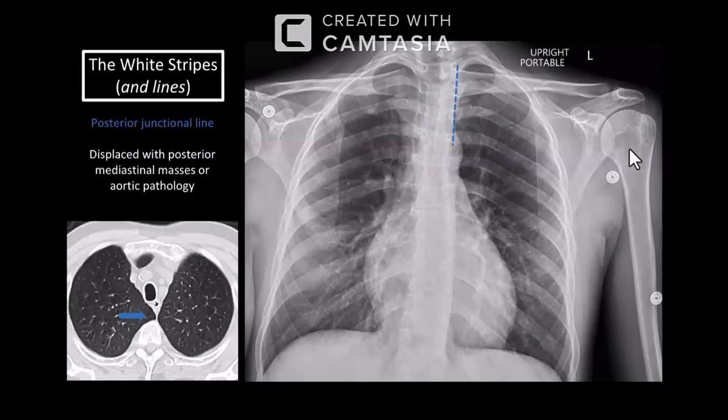The next one is the posterior junctional line. Again, that's the CT image for correlation. The posterior junctional line is similar to the anterior junctional line, where the visceral and parietal pleura join along the posterior aspect of the mediastinum. So usually this line also gets displaced in posterior mediastinal masses or aortic pathologies.